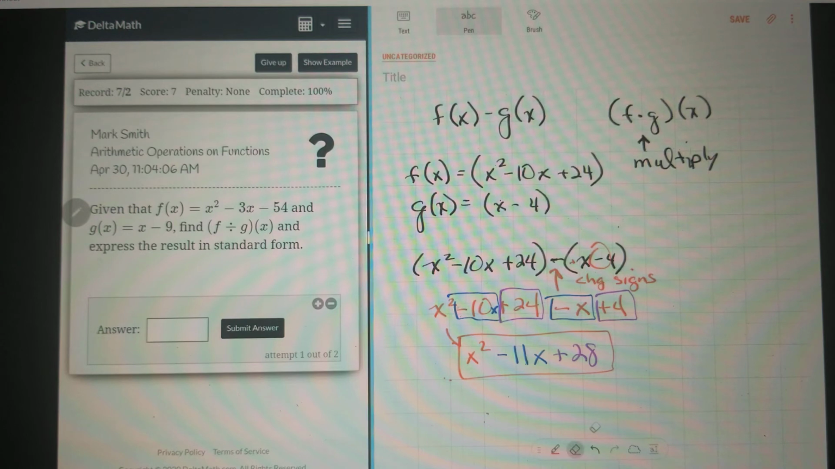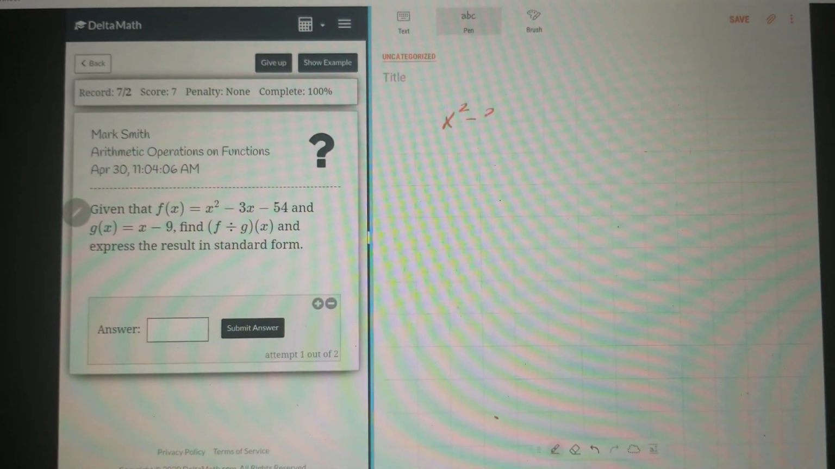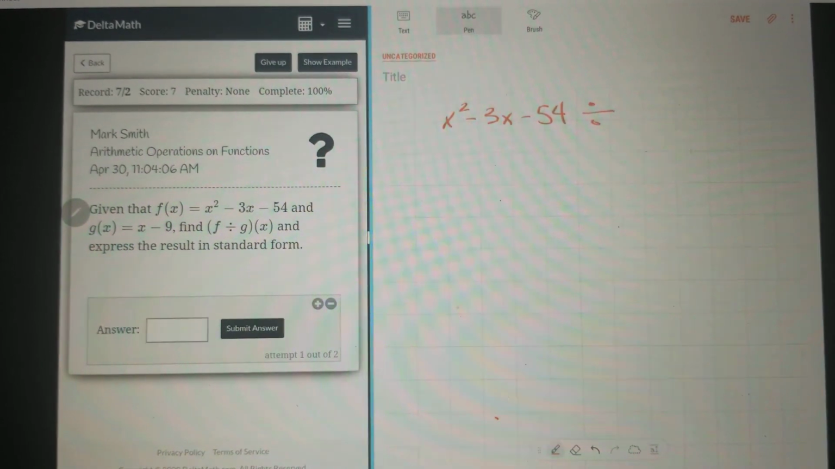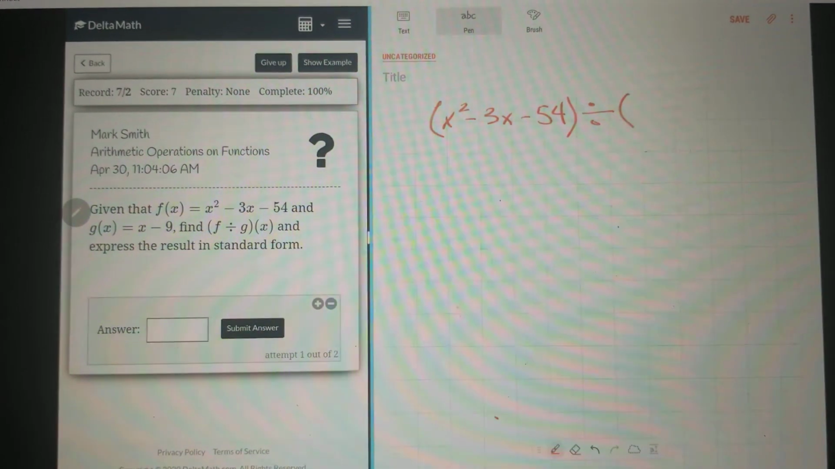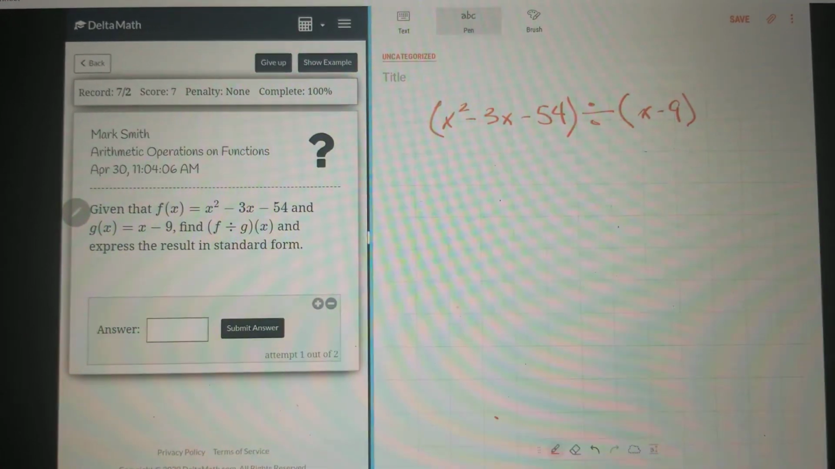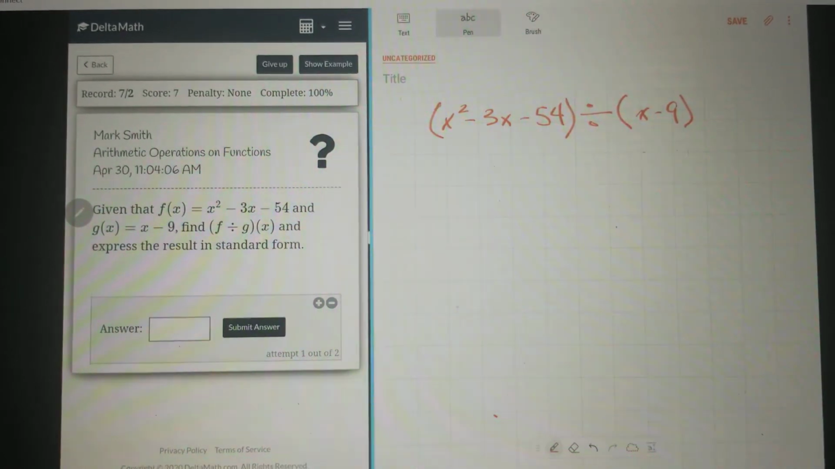Well, luckily you know how to do synthetic division. All right, so I'm going to get rid of this stuff up here. And this says x squared minus 3x minus 54 divided by x subtract 9. If you write it like that, I think you'll find a lot of things on the web that can help you with it. All right, we're going to do it this way.